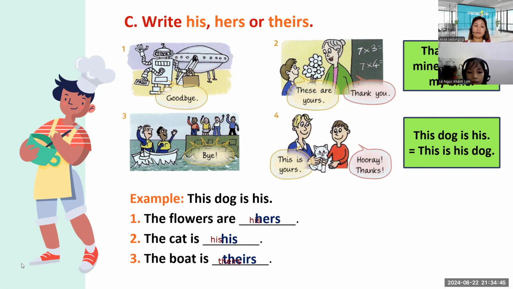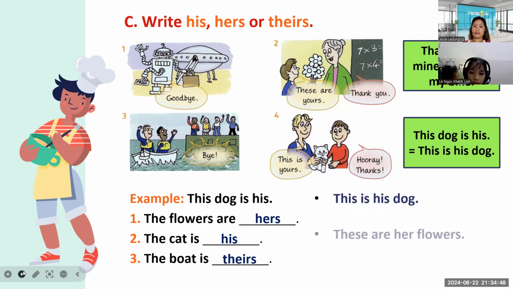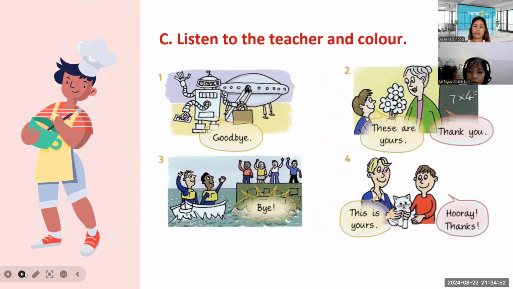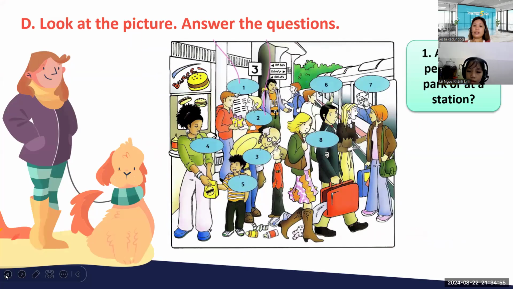Okay. Now here, Lynn. All right, Lynn, look at here. I want you to look at the picture, Lynn, and answer the given question, okay? Are these people in the park or in the station? What do you think? Are these people, Lynn, in the park or at the station?